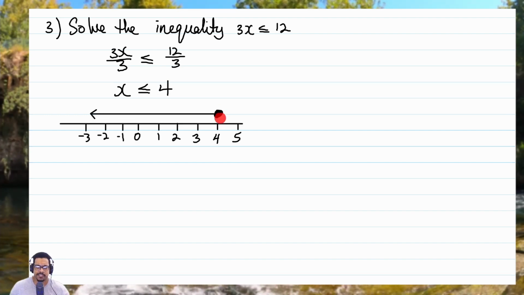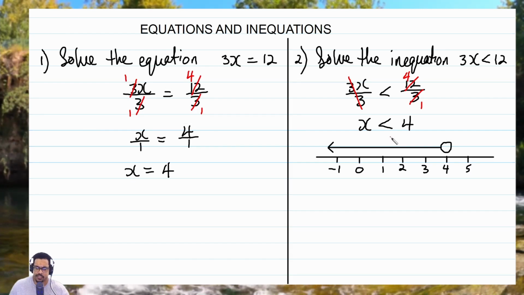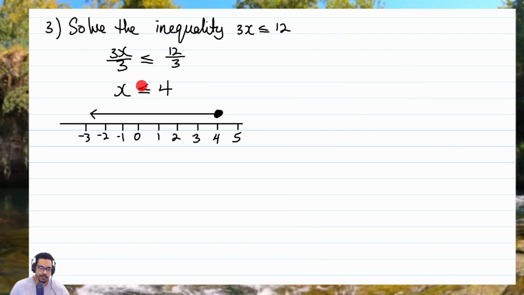So this time I have a circle, it's shaded, the circle is over the 4, and the arrow goes to the left. So because we have less than or equal to, that's the reason we shade the circle. And because it's less than, the arrow is going to the left. So notice in this question, it was just a less than sign. Therefore, the circle remained unshaded. And in this question, we have a less than or equal to sign. Therefore, the circle is shaded.